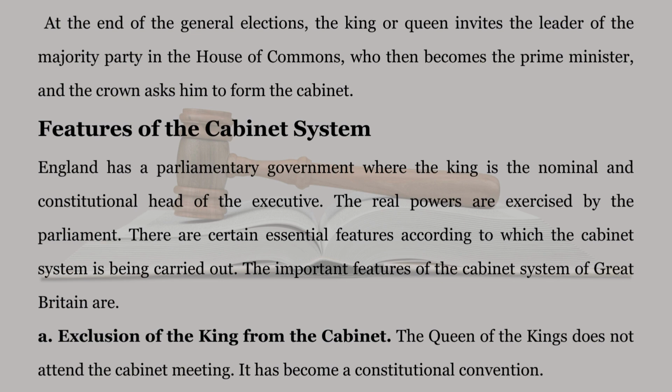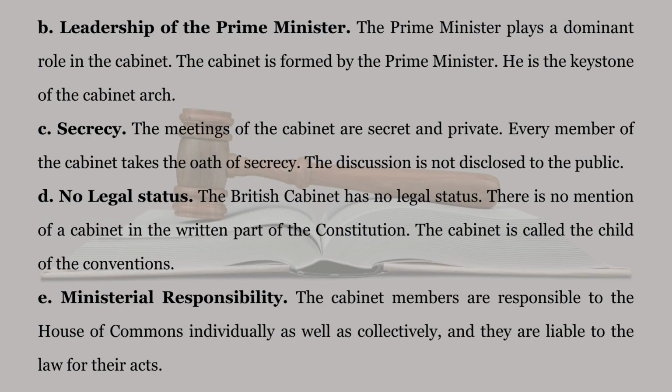A. Exclusion of the king from the cabinet. The Queen or the King does not attend the cabinet meeting. It has become a constitutional convention. B. Leadership of the Prime Minister. The Prime Minister plays a dominant role in the cabinet. The cabinet is formed by the Prime Minister. He is the keystone of the cabinet arch.